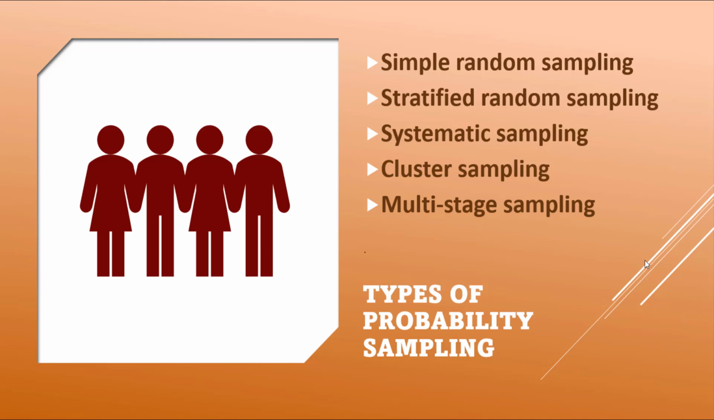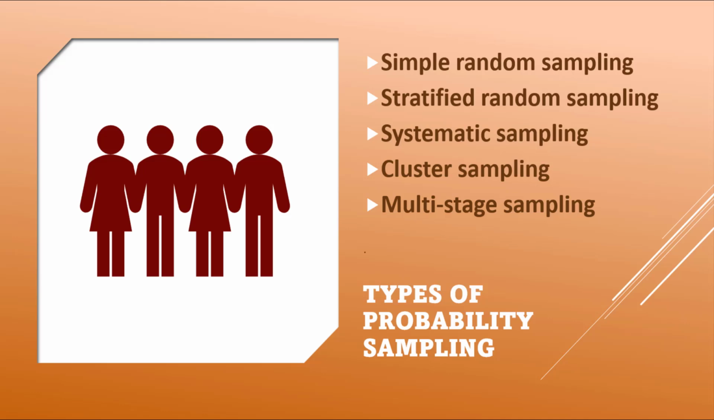These are the types of probability sampling. First of all, we have simple random sampling. In simple random sampling, each member of the population has an equal chance of being selected for the sample. Such a sampling technique is known as simple random sampling. Then we have stratified random sampling. In this sampling technique, the population is divided into subgroups or strata based on certain characteristics. A random sample is then selected from each stratum. Such type of sampling is known as stratified random sampling.